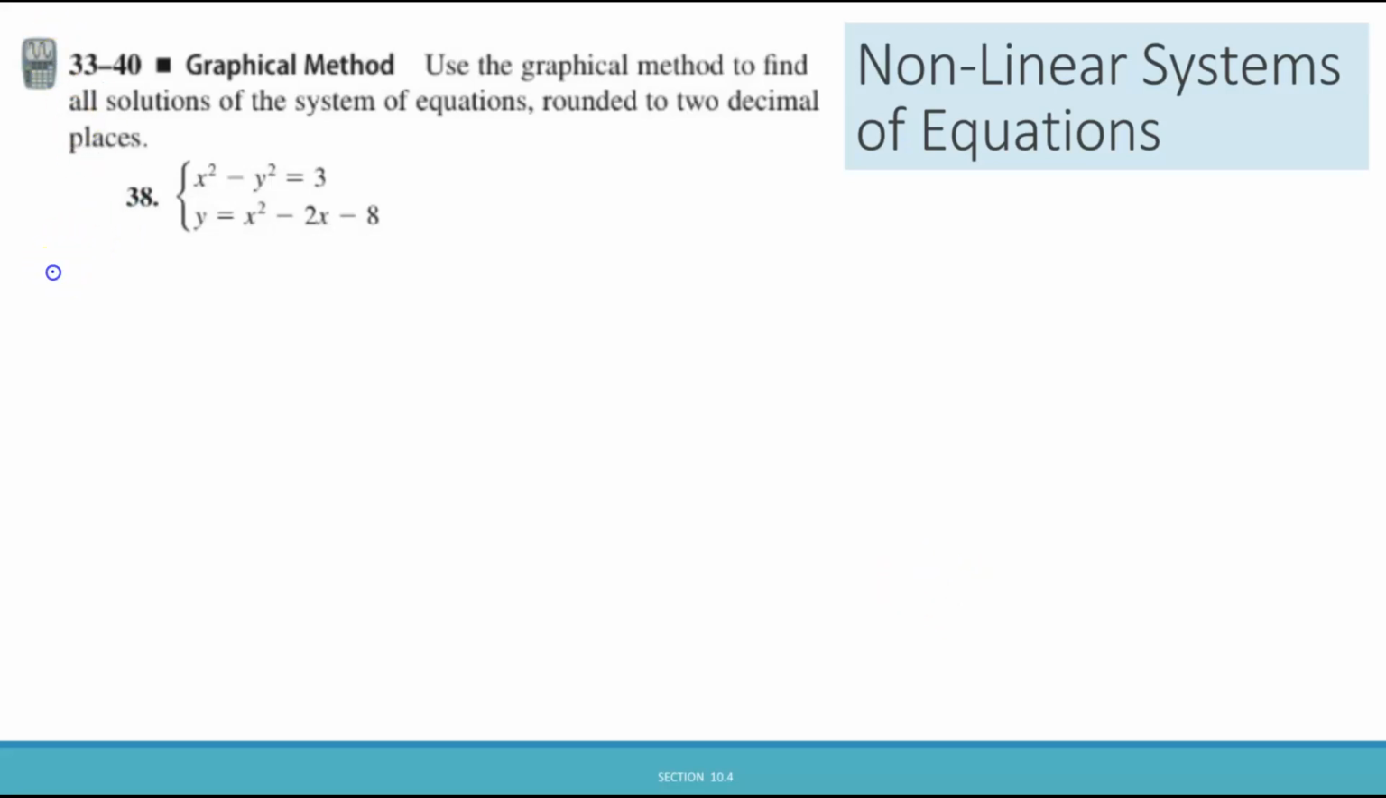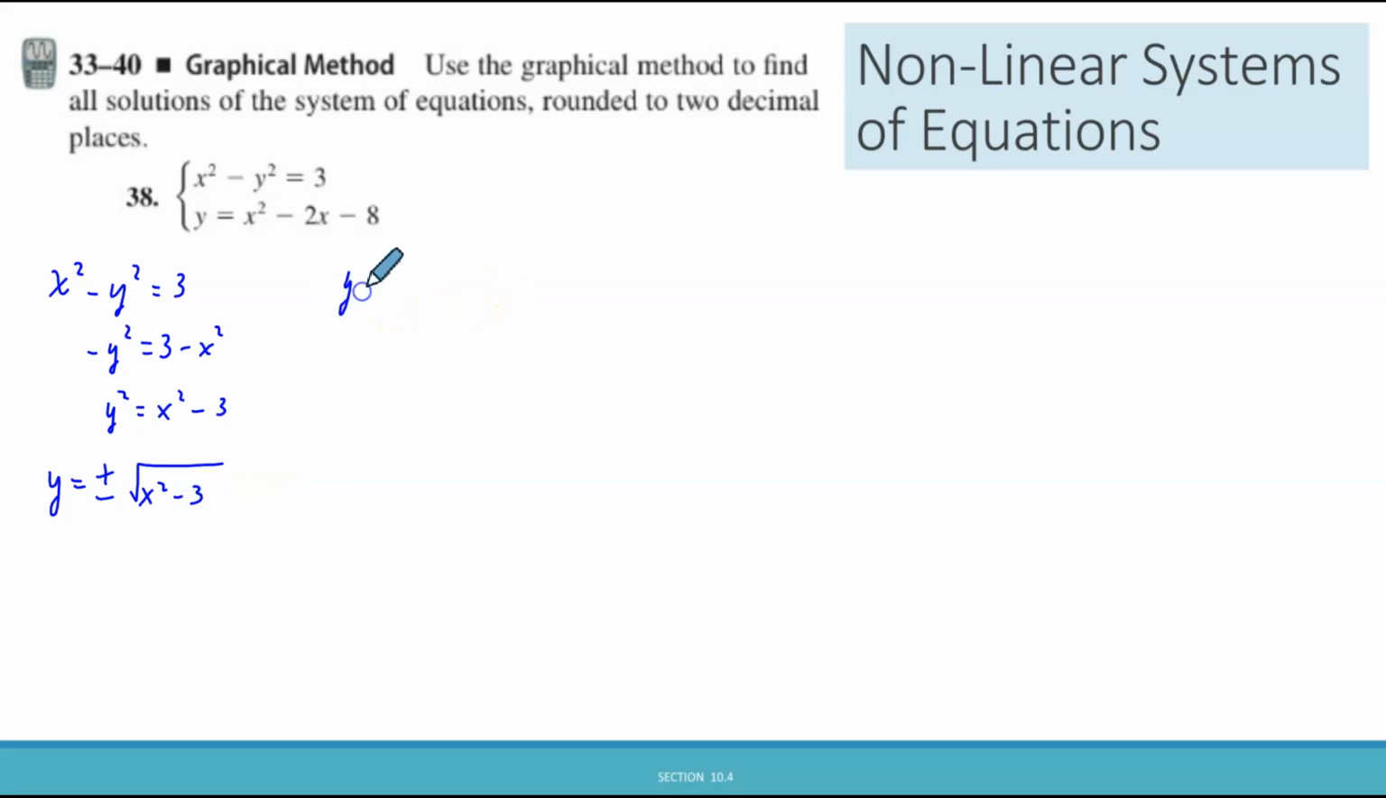Okay, so let's start out. If we're using the graphical method, we need to solve each equation for y. That way we can put it into y equals in our calculator. We'll start by subtracting over that x squared. I'm going to multiply everything by negative, and then apply the square root. Remember, if I apply the square root, I apply plus or minus, and then here we have x squared minus 3.